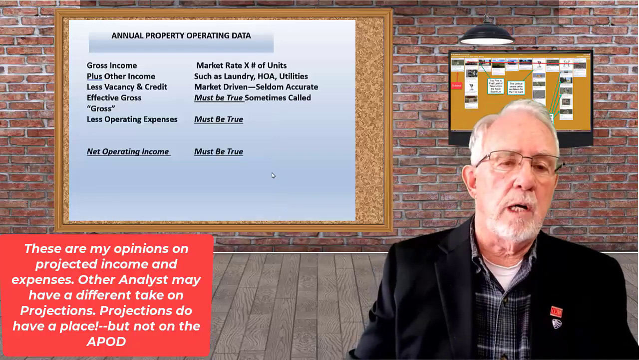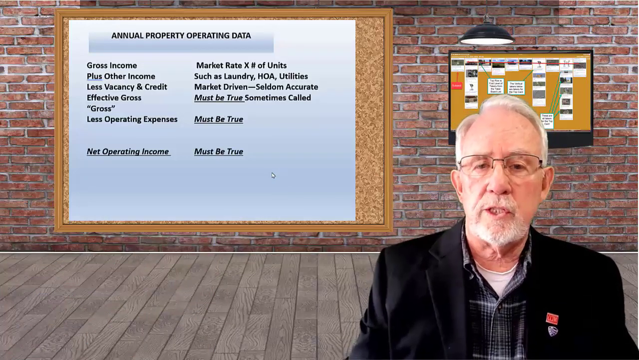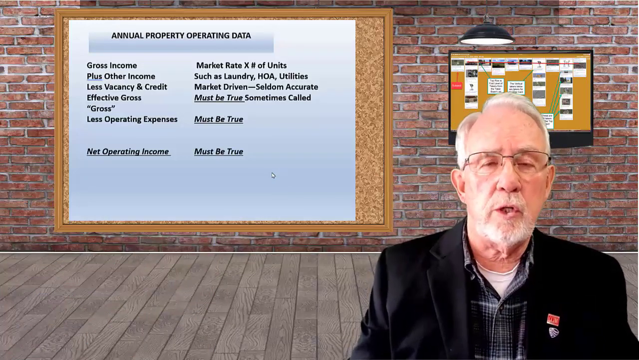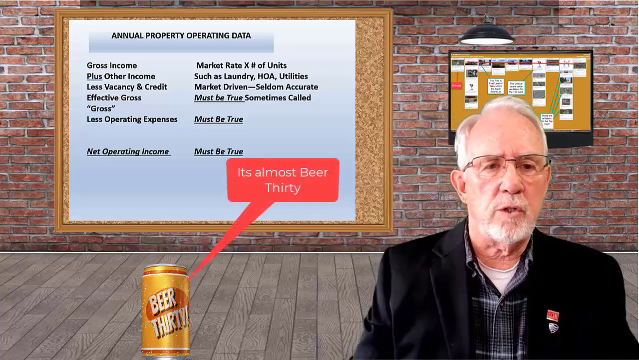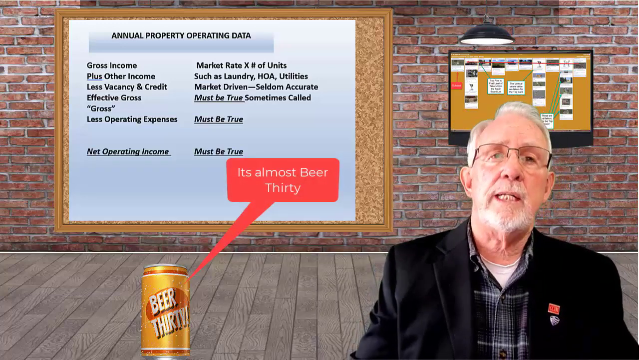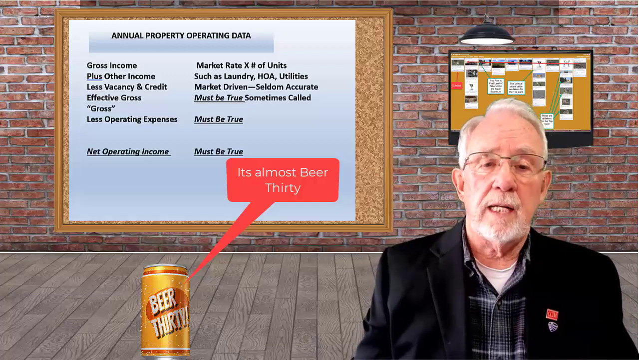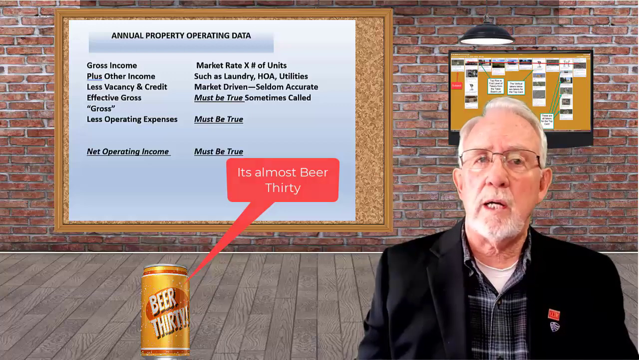I think most of us have memorized this form. Gross income, we know it's just the market rate times the number of units. Very seldom is that ever true. You can add your other income, but if you add income, you need to be sure and take care of it in the expenses. Less vacancy and credit, that's market driven.